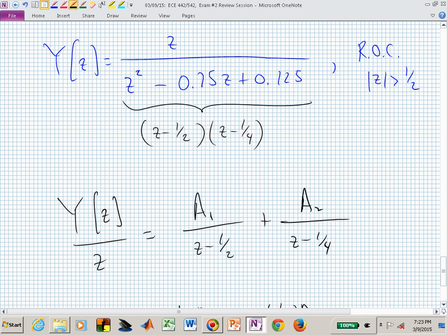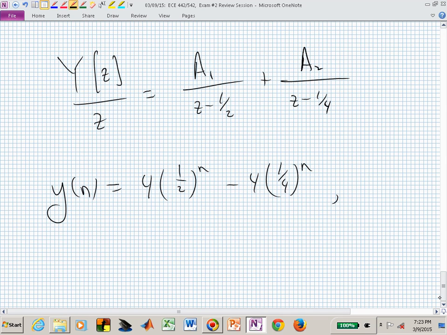Is it clear what I'm asking or trying to have you find? This is not quite a complete solution, is it? You need to tell me what values of n are valid. And that's determinable by knowing the region of convergence and the relationship between right-sided, left-sided, two-sided in the region of convergence.